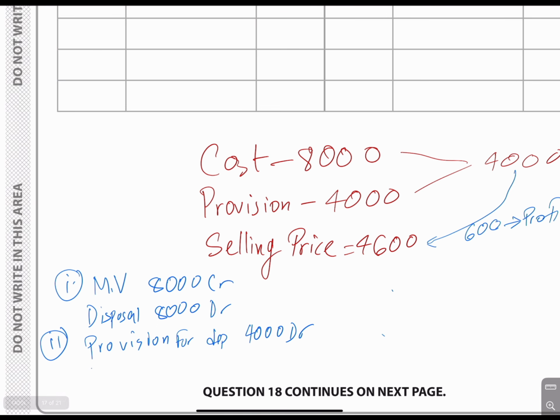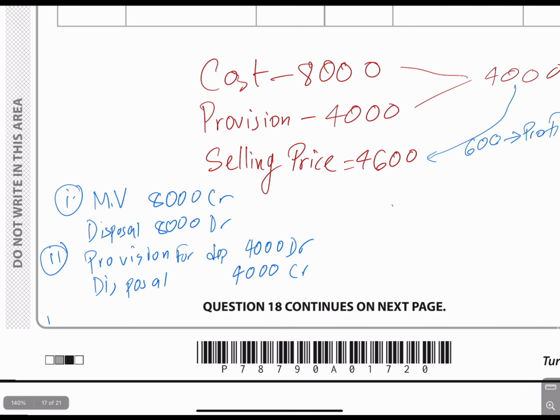And balance it with disposal. Now what is disposal? This is a temporary account that we use to sell our asset, to write off the cost and everything from our ledgers, right? Third, we are receiving money, so our bank increases by how much? By the selling price.